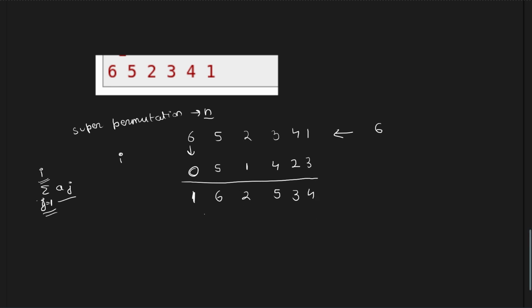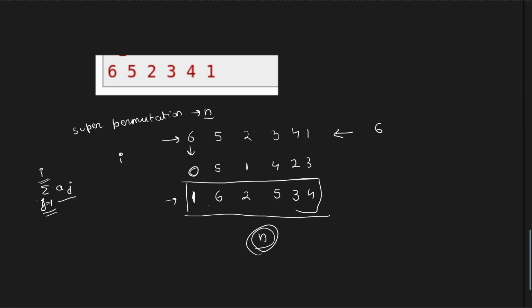So you see, whenever I calculate these particular values, the final array that I have formed is also a permutation of size n. This particular permutation is only a super permutation if, when we apply these steps, what we have done just now, the final thing is also a permutation.